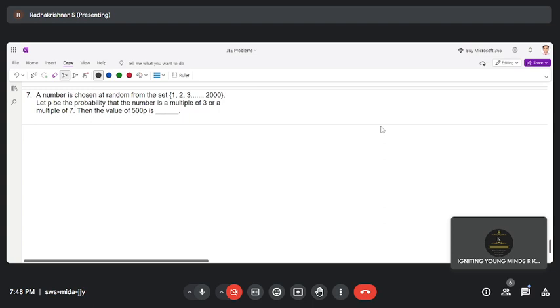So 214. Who did that? Okay. Yeah, 214 is the right answer. Very good. Let's see if Sonali and Naveen are able to. Sonali is getting 237.7.